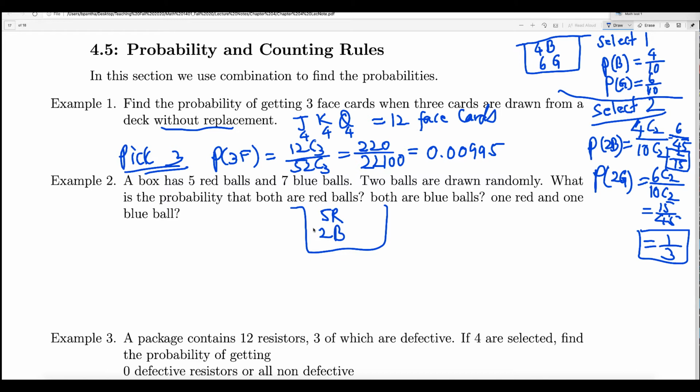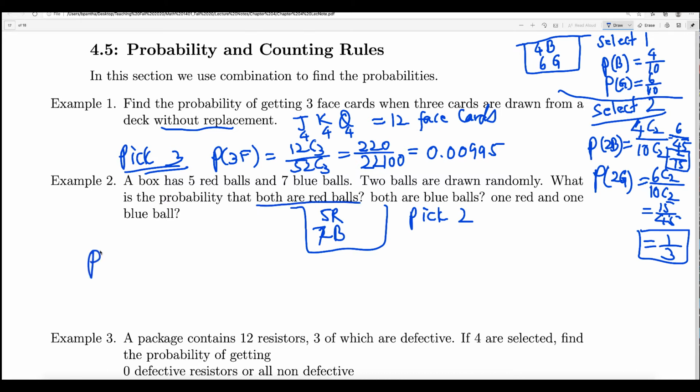Oh, sorry, 7 blue balls. 7 blue balls. 2 balls are drawn. Pick 2. If you were picking just 1, then the probability of a red ball will be 5 over 12 and the probability of a blue ball will be 7 over 12. But you are picking 2. What is the probability that both are red balls?